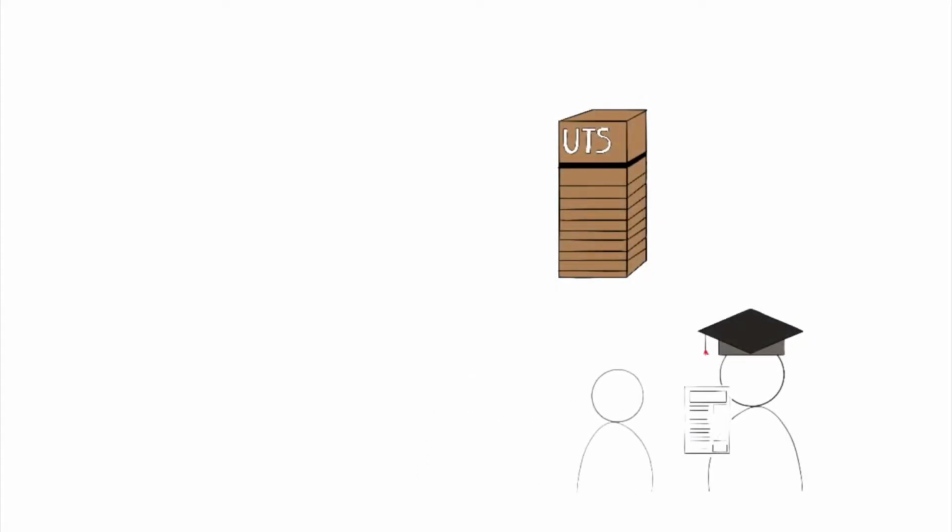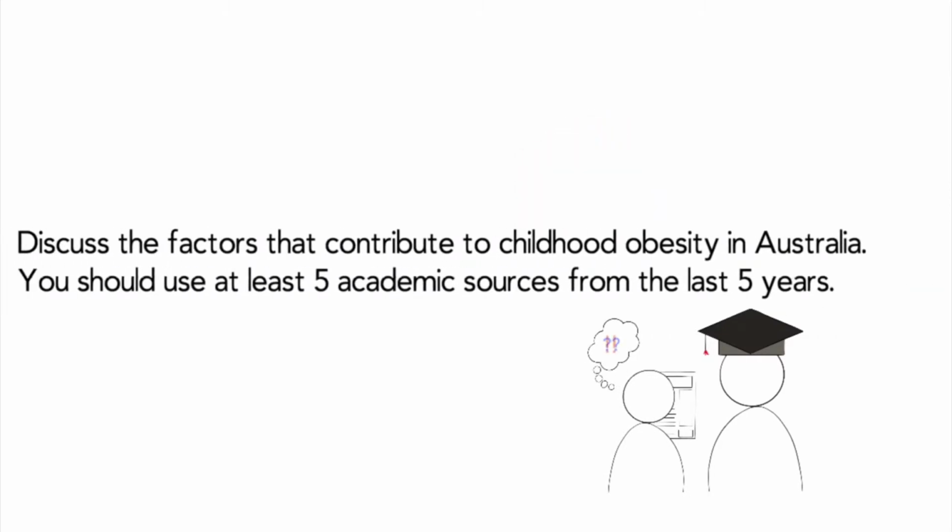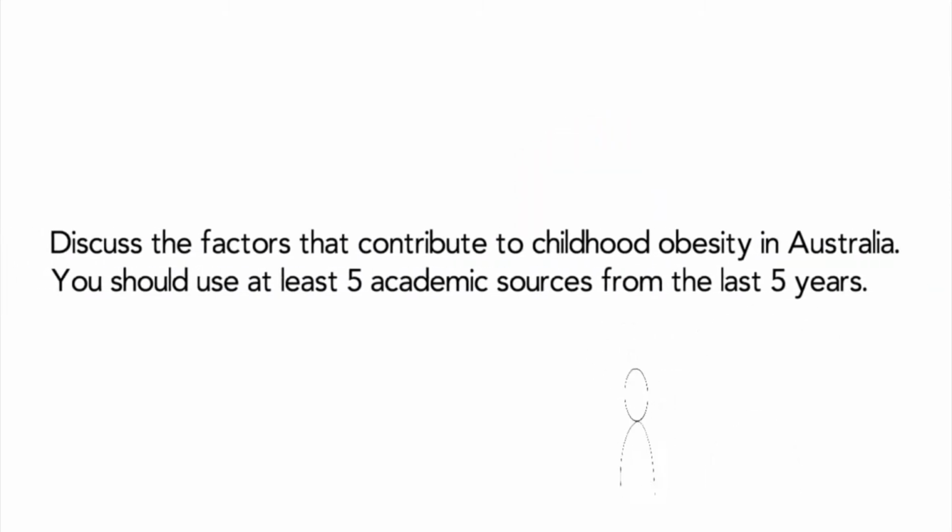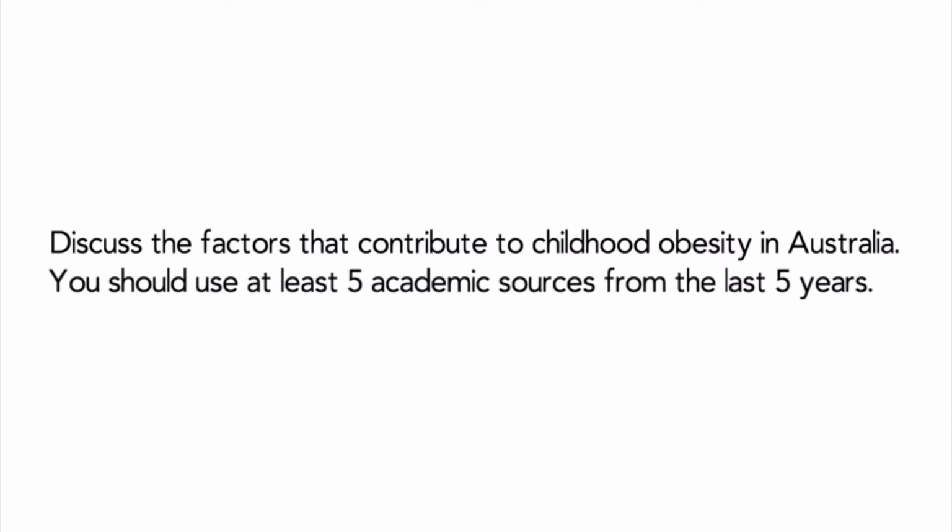Your first assignment at UTS is to research and write a paper. Let's use this question to show you how to get started. Discuss the factors that contribute to childhood obesity in Australia. You should use at least 5 academic sources from the last 5 years.